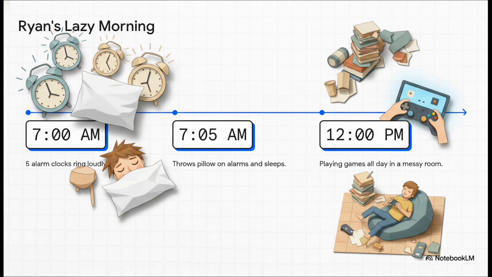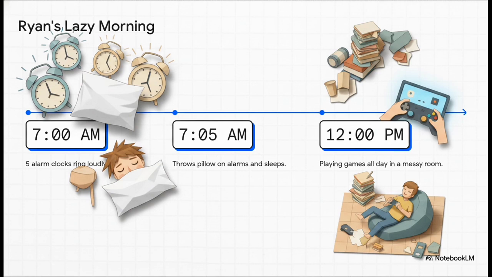It's 7 a.m., and not 1, not 2, but 5 alarm clocks are ringing loudly. We get this funny camera zoom in motion, and Ryan's immediate reaction? He just chucks a pillow over the alarms and goes right back to sleep. Then we cut to noon, and he's just playing games all day.